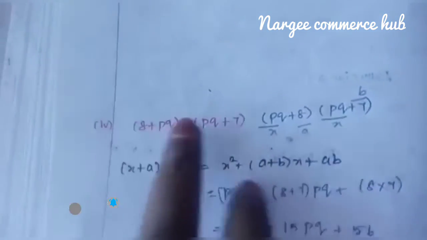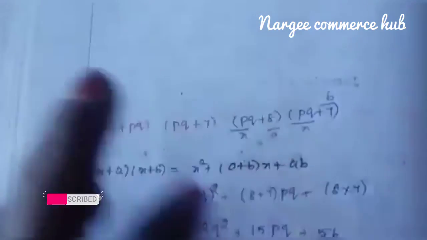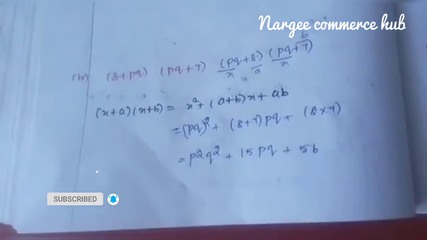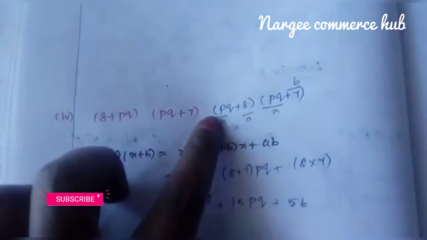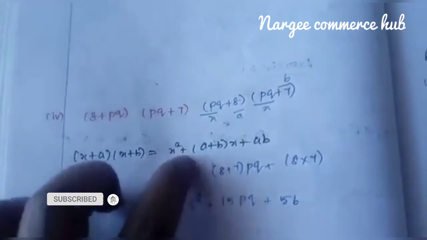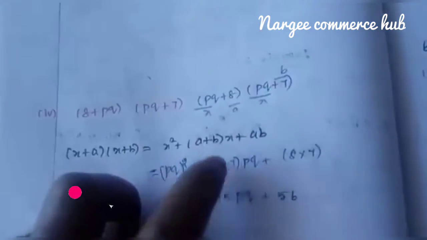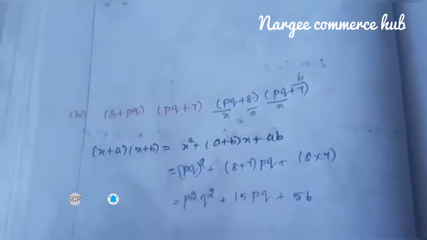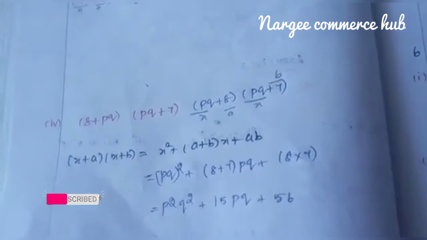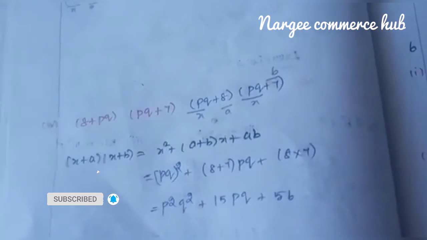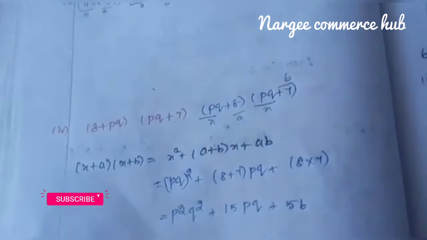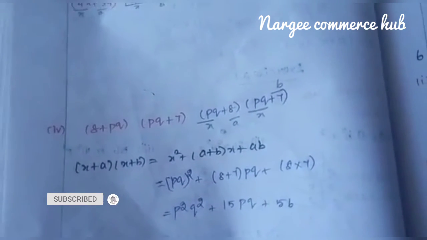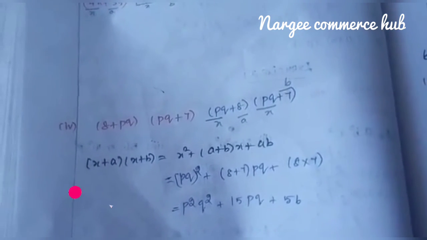Or otherwise you can find it by this method also. X squared plus (a plus b) into x plus ab. X is pq here, so pq the whole square. A plus b is 8 plus 7, into pq. ab is 8 into 7. Whatever is inside the square, we want to square both values: p squared and also q squared. 8 plus 7 is 15pq, 8 7s are 56. That's all.